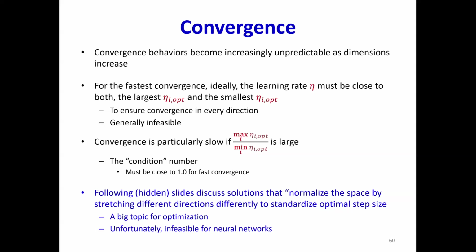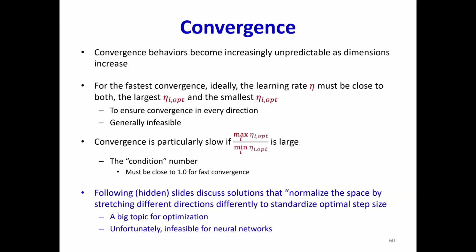So in general, if the ratio of the largest optimal step size to the smallest optimal step size is very large, that means convergence is probably not going to happen in a hurry, because convergence in one direction ensures very slow convergence in the other direction, or divergence in the other direction. So you want the ratio between the largest and the smallest step sizes to be as close to 1 as possible. In general, that won't happen. This is something like a condition number, must be close to 1 for fast convergence. And there are a whole bunch of slides discussing this.